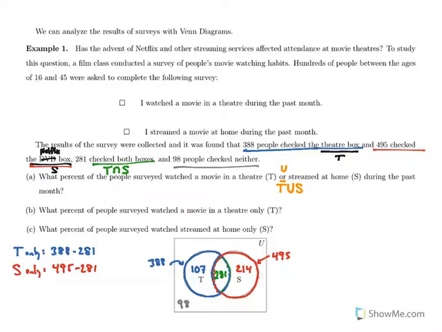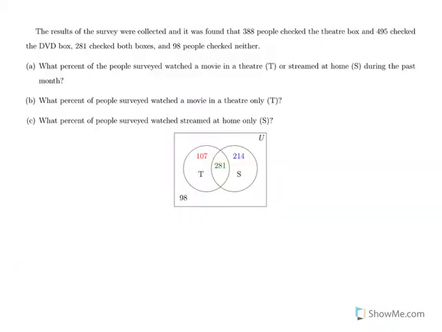So let's look at this problem on the next page. Same thing, same problem. Note that when we're talking about what percent of people, we're actually looking for the size of these sets, the size of T union S, the size of T only, and the size of S only. That's the cardinal number. And now we know that for T only, this is 107. For S only, we found that's going to be 214. And how can we find the union? Well, we can just add up each part of our two circles together.